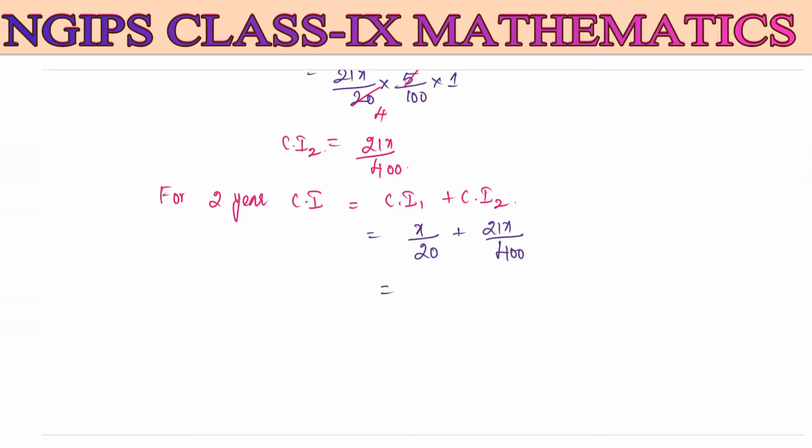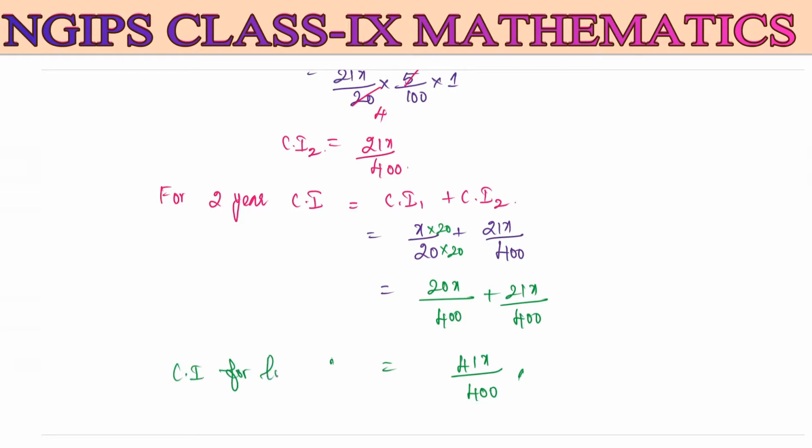So the LCM here will be 400. I need to multiply both numerator and denominator by 20 to get the denominators the same. So I can write 20x divided by 400 plus 21x divided by 400. So we got 20 plus 21, which is 41x divided by 400. So this is the compound interest for 2 years.